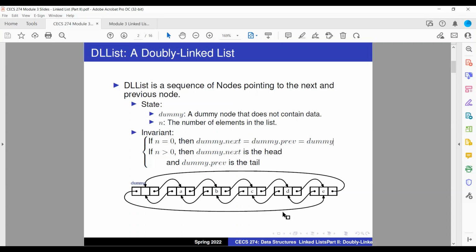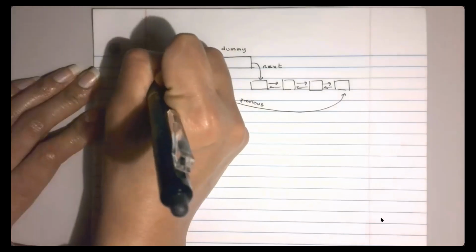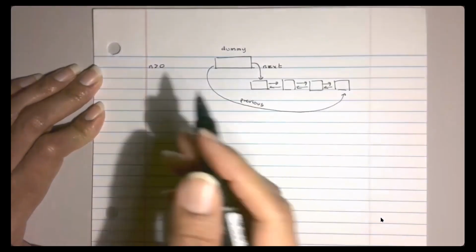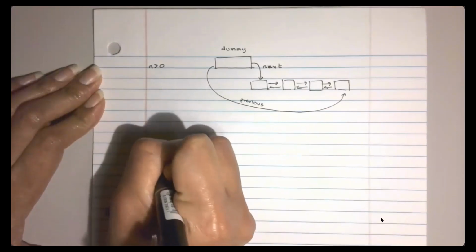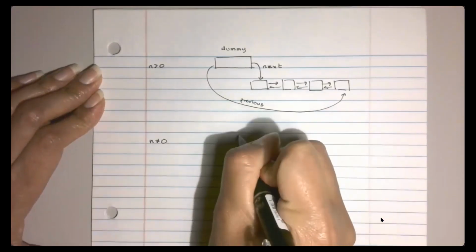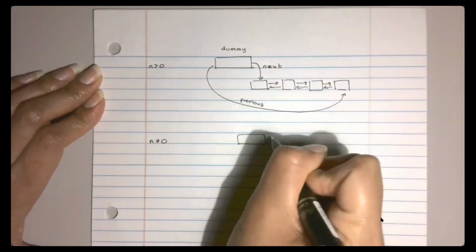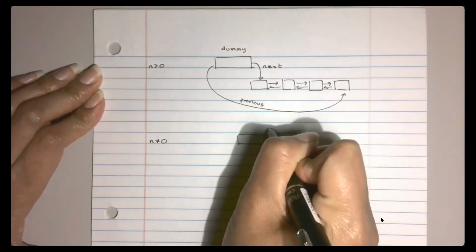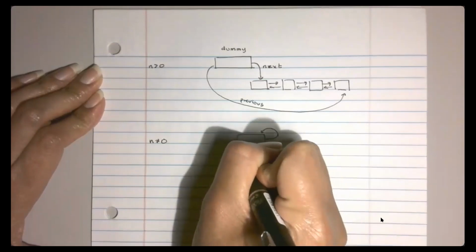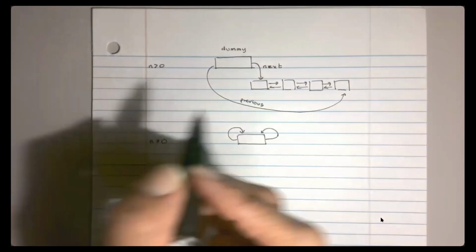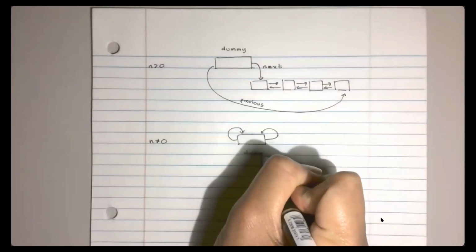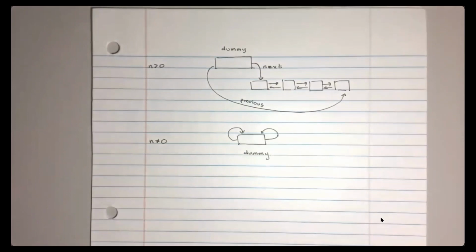So what that'll look like would be the following. So this here is in the case where we have more than one element, and at least one element, I should say. If we have no elements, then we have this node dummy where its next reference is pointing to itself and its previous reference is pointing to it as well. All right, and that's just a convention that's being used.